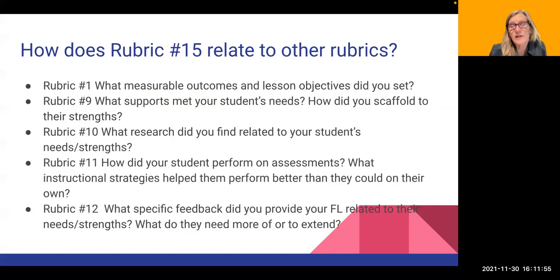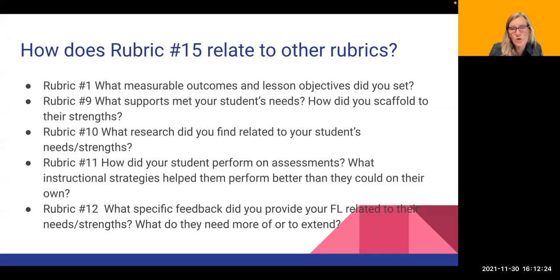And then conveniently, rubric 15 relates to many other rubrics that you've already taken careful time to fulfill. So essentially what you're doing is gathering the information from these rubrics, and then you're putting it together in a way to create next steps. But you need all of this as evidence for why you're going to do the next steps you're going to do. So in rubric 1, of course, you had your measurable outcomes and your learning objectives. So that tells you what this unit is about in order to move beyond it.